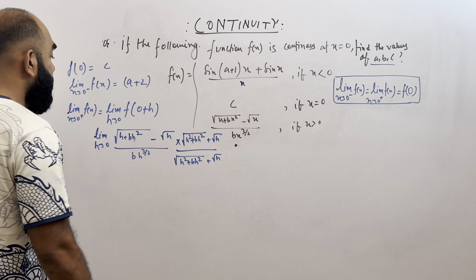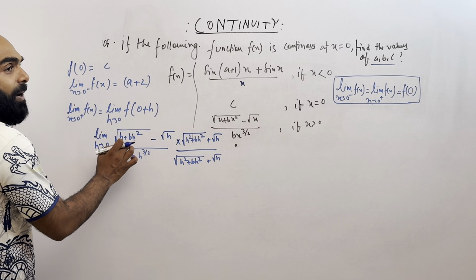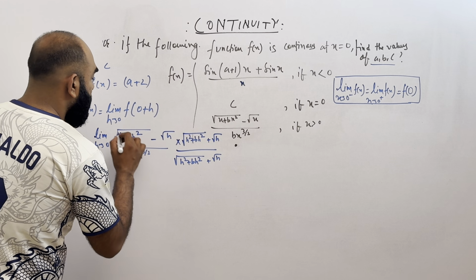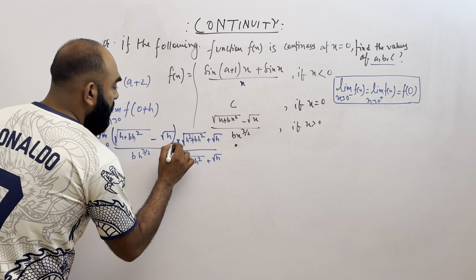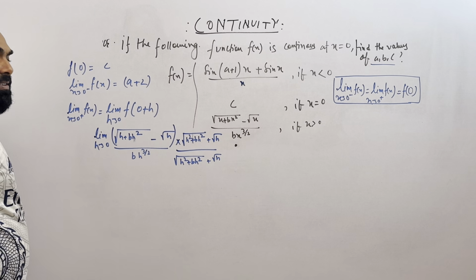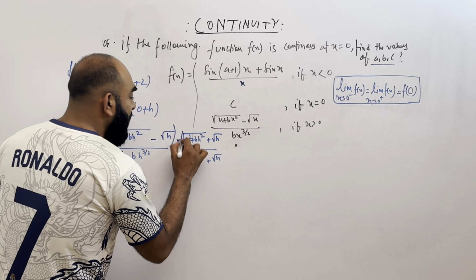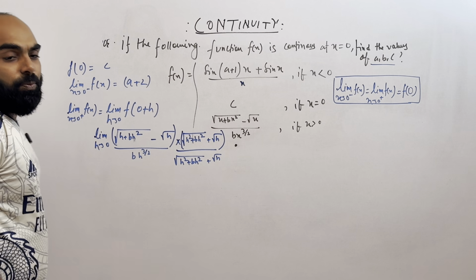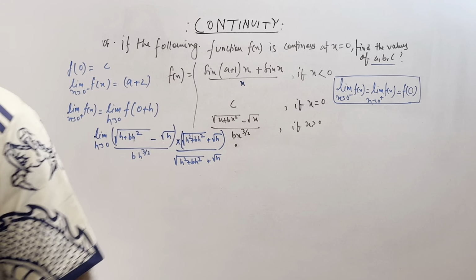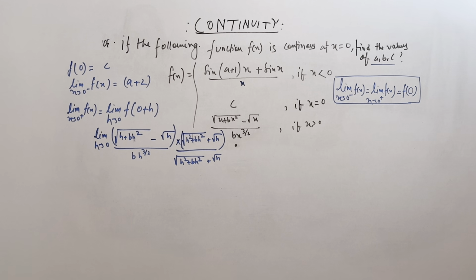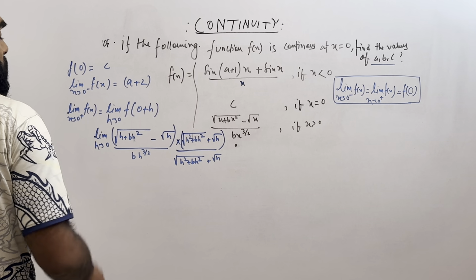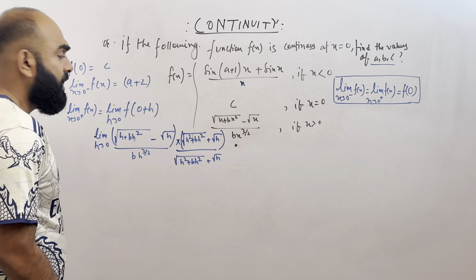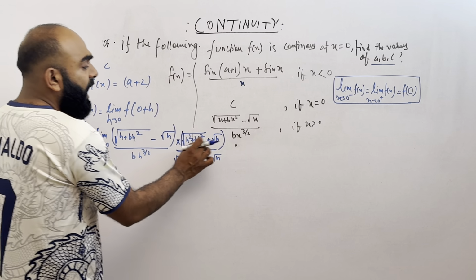Correct? Now you can see a is root over h plus bh square, b is root h. So a minus b into a plus b. Are you getting this point? What is a here? a is root over h plus bh square, b is root h. So a minus b into a plus b.